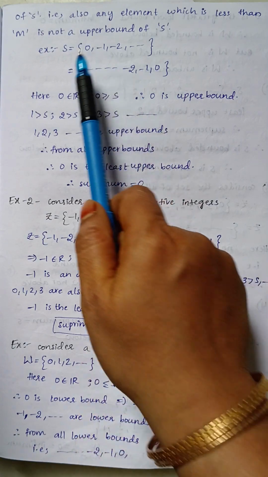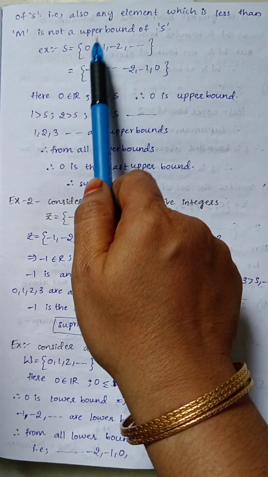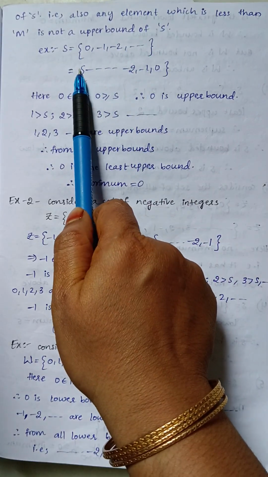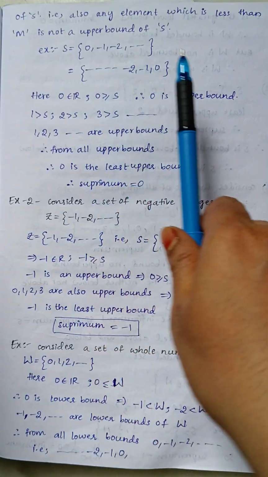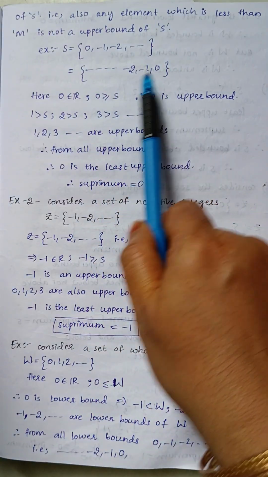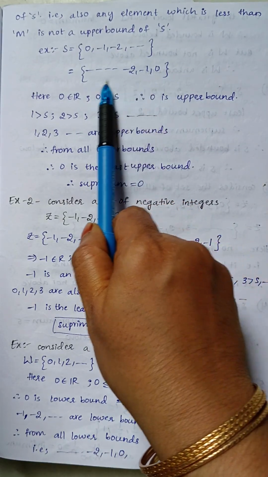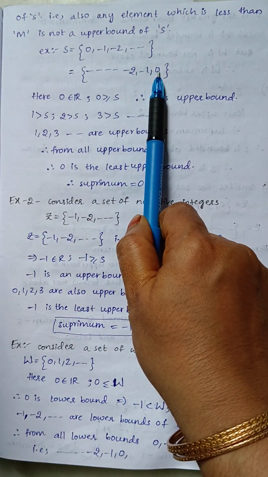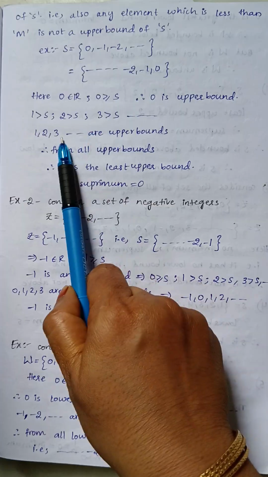See here, when you are taking it in descending order, if you are confused, simply we can do one thing. We can make it into ascending order like this and so on up to minus 2, minus 1, 0. Now it will be very clear to find the upper bound, because in ascending order, 0 is the greatest one. This is greater than or equal to every number in the given set. That's why 0 is an upper bound. And any number greater than 0, like 1, 2, 3, 4, are all upper bounds.